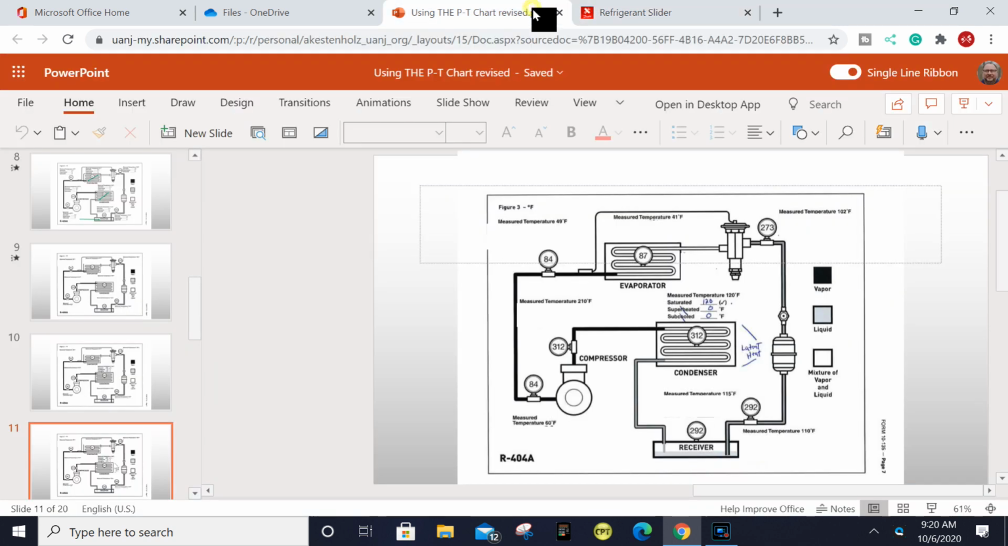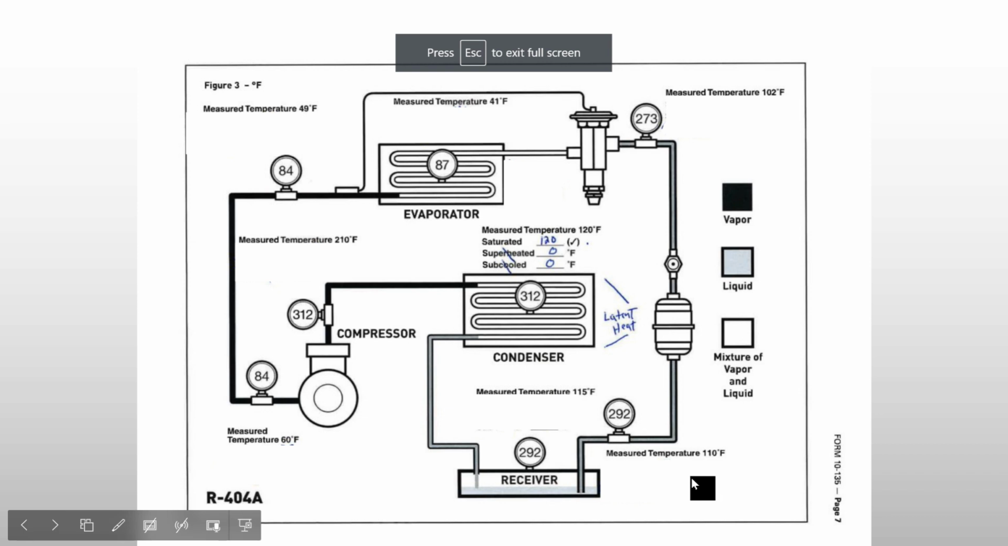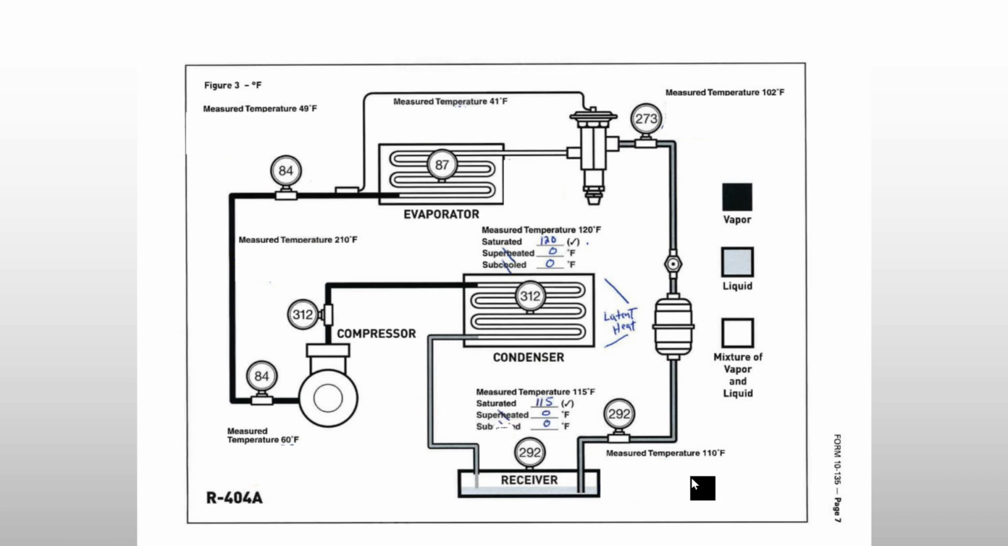Go back to here. And look at that. Our gauge converted to temperature is 115. Our measured temperature is 115. We have no superheat. We don't have any subcooling. The difference is 0. We're still saturated. Okay, so we're saturated in the condenser. We're saturated in the receiver. Now that is possible, right?